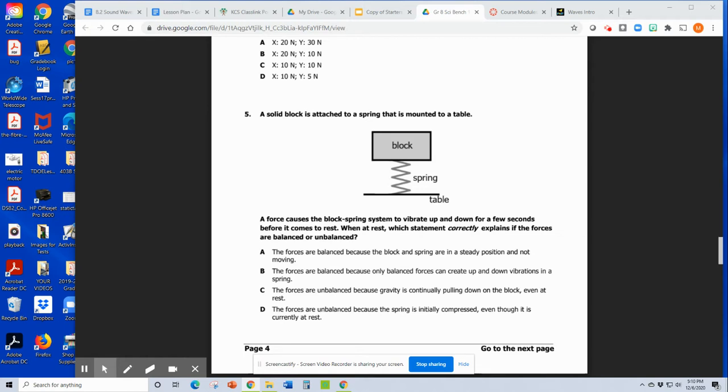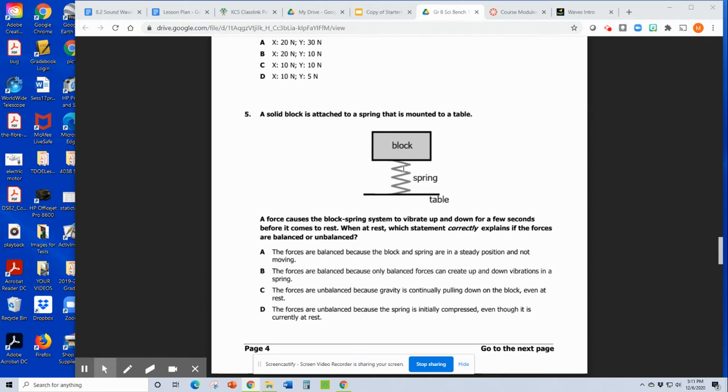A solid block is attached to a spring that is mounted to a table. And what we think bothered a lot of you is this idea of having the block on a spring. A force causes the block-spring system to vibrate up and down for a few seconds before it comes to rest. So let's just stop and think about that. If it is at rest, it's not moving. And before we go any further, let's review.